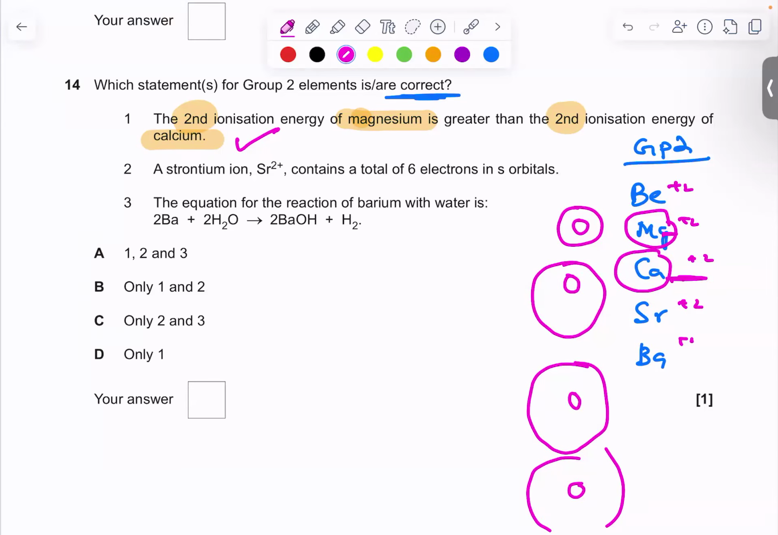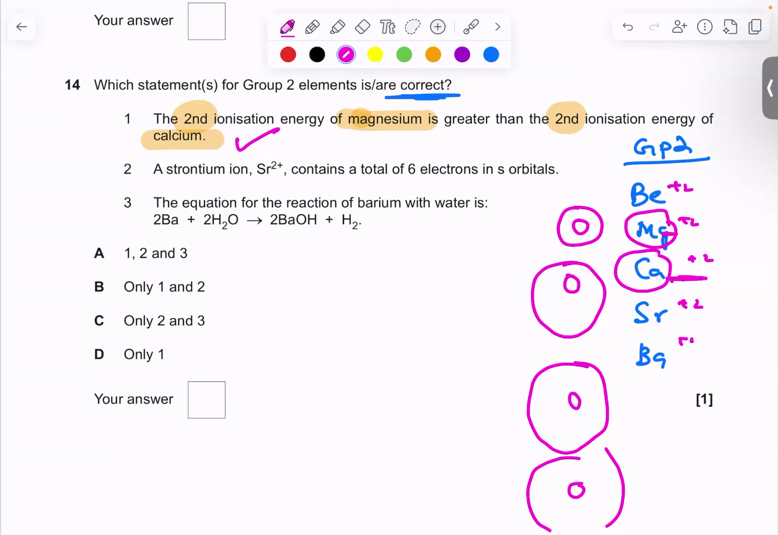So we need to work out the electronic configuration. So strontium. Can you tell me what's the atomic number for strontium? Miss Shannon, can you tell me the number of electrons it has?